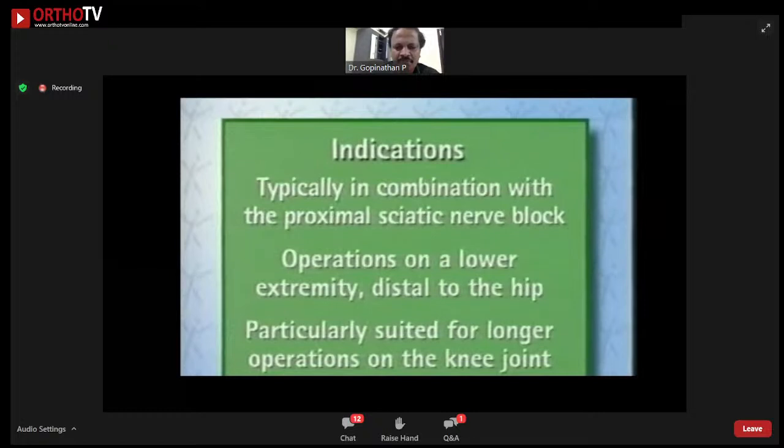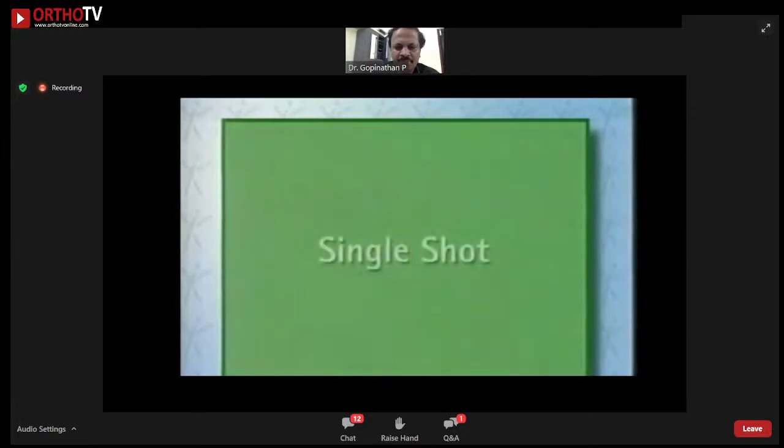The three-in-one block is sometimes described, the psoas compartment block is sometimes described. Some people say it is the lumbar plexus block, all are the same. It is particularly suited for knee joint pain, not for any other pain. So if you have foot and ankle pain, you have some other block.